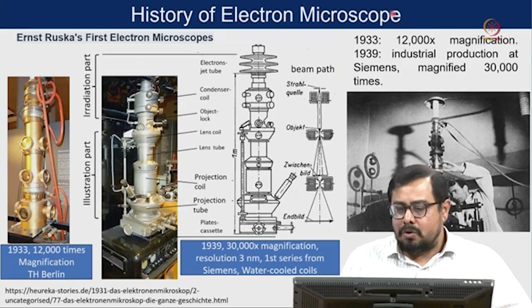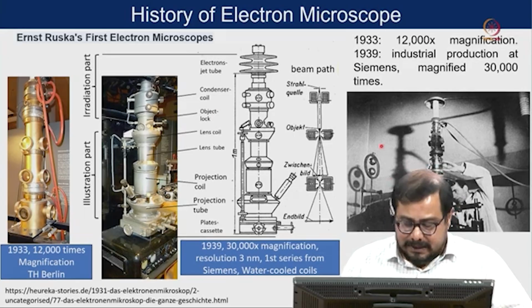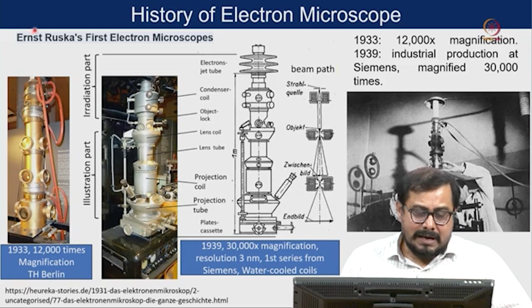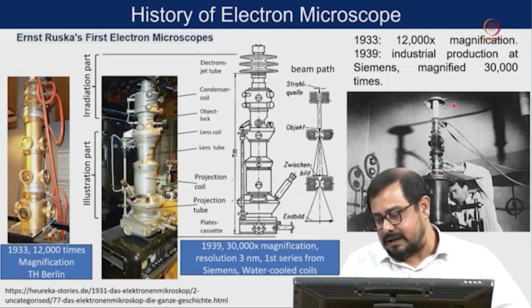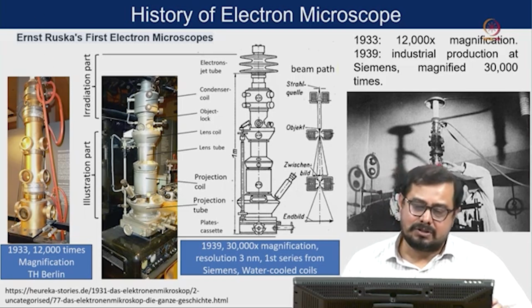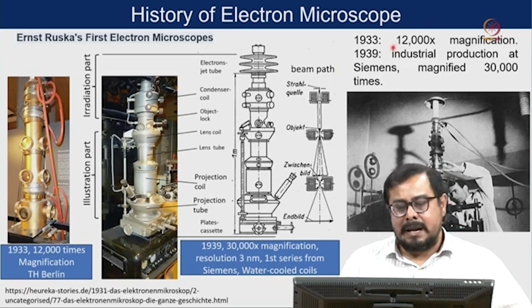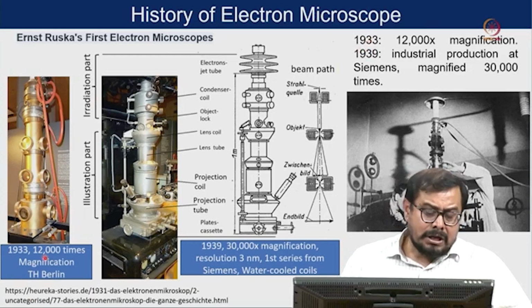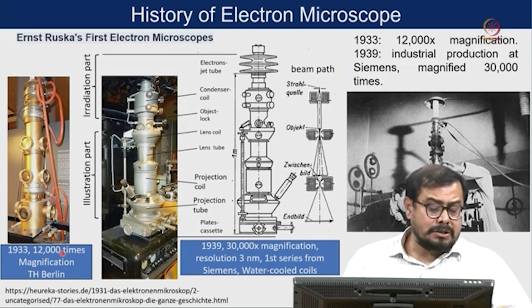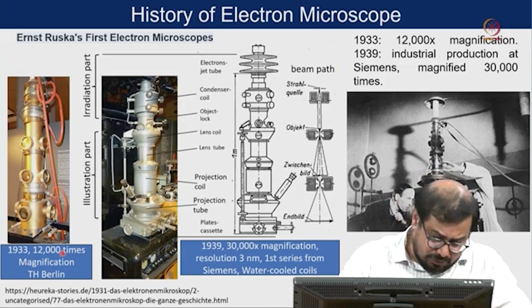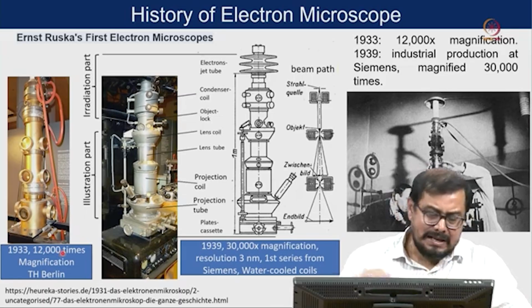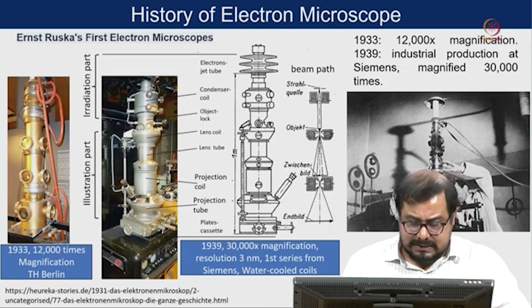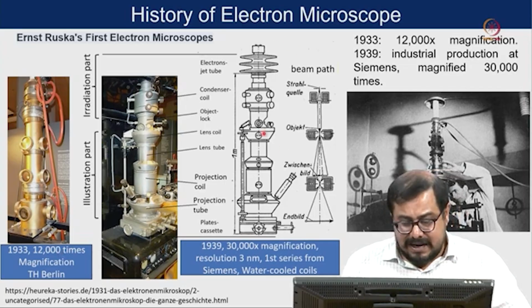Ernest Ruska is the first person. So here this is Ernest Ruska's first electron microscope. He discovered the first electron microscope in 1933, and at that time the magnification was 12,000, and this is the first microscope which was made here, and this is the design.